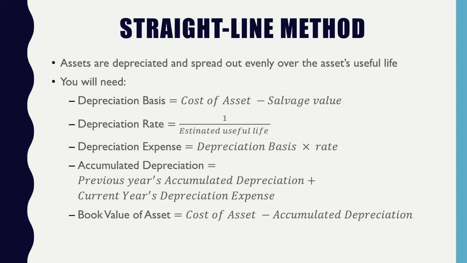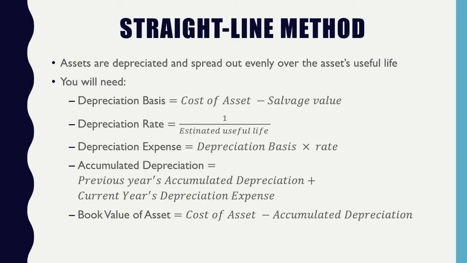Now, let's take a look at the formulas we're going to be looking at today. Straight line is a combination between units of production and double declining. How so? Well, when we take a look at the depreciation basis, it's going to be your cost of the asset minus salvage value. Where do you see this formula? Units of production, okay? And the depreciation rate for straight line is going to be 1 over the estimated useful life. Where have you seen this before? Double declining, except this time, instead of declining it twice as much, we're only doing it once, okay?